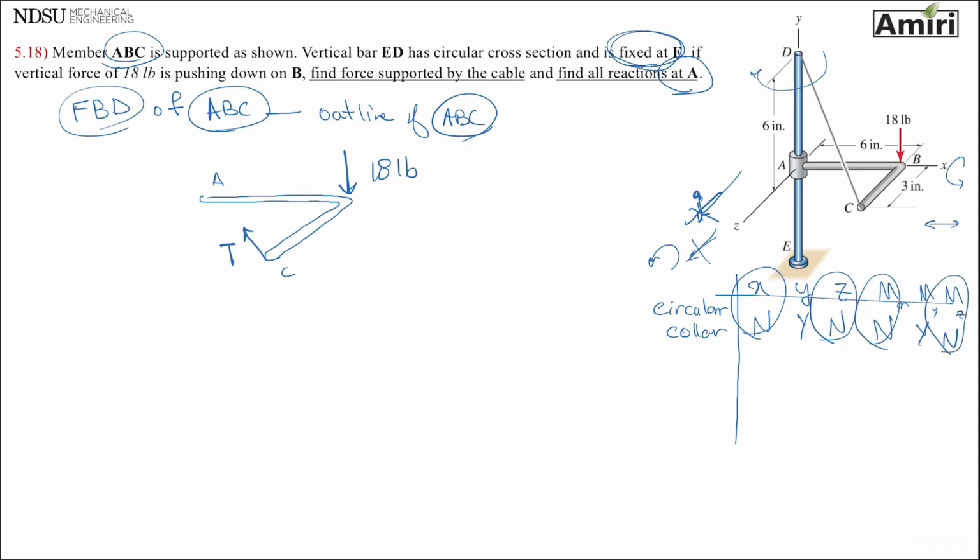So I need an AX, I need an AZ, I need a moment about X, and I need a moment about Z.